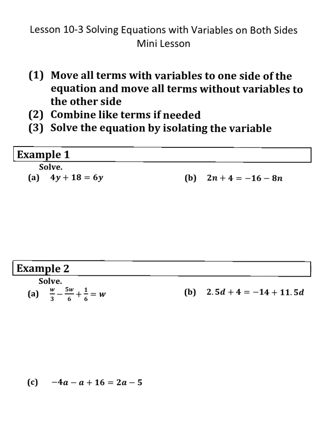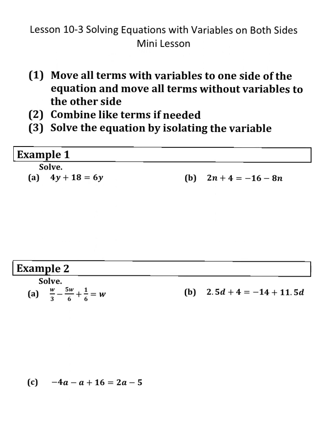So first of all, move all terms with variables to one side of the equation and move all terms without variables to the other side. Essentially, 1 and 2 are very similar. That is combining like terms. Occasionally you'll have multiple variable terms on the same side. You want to get those together first and then move them to either side.